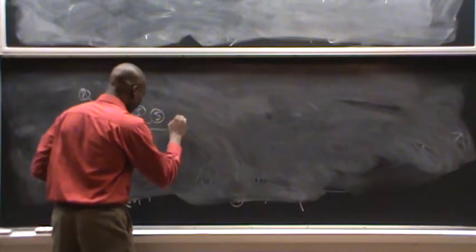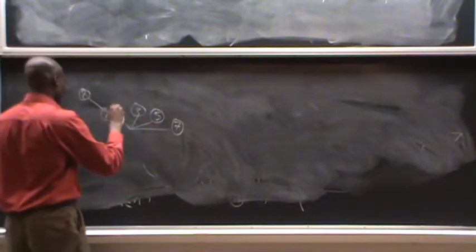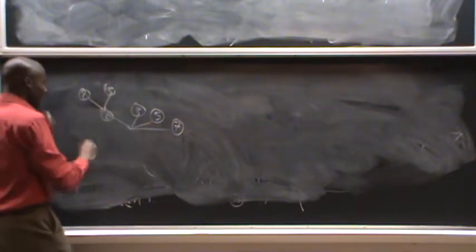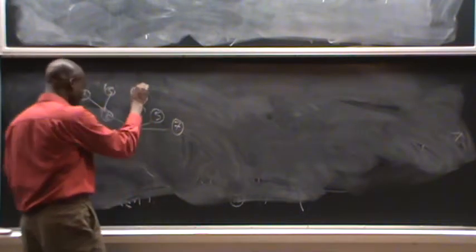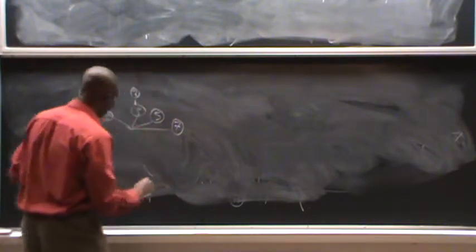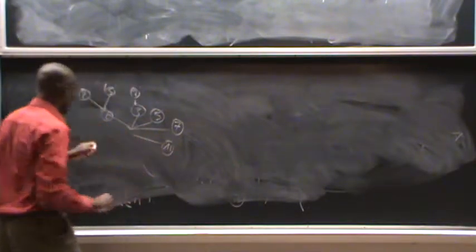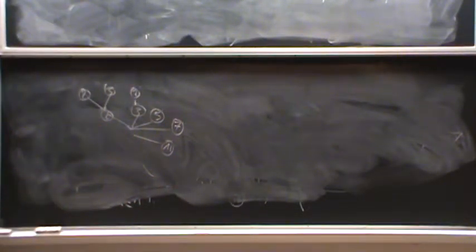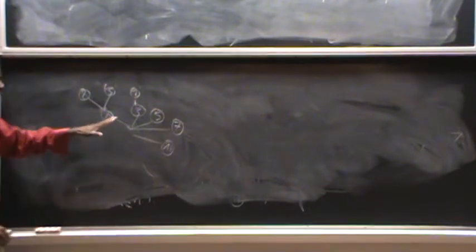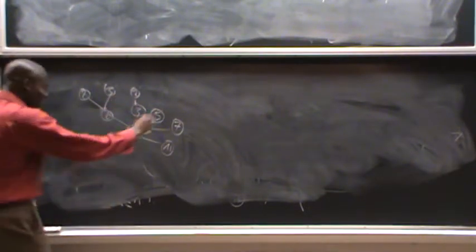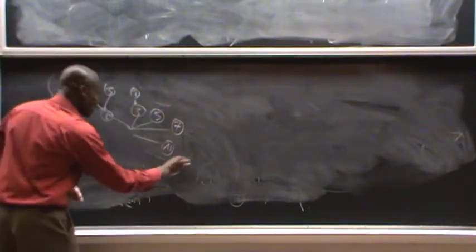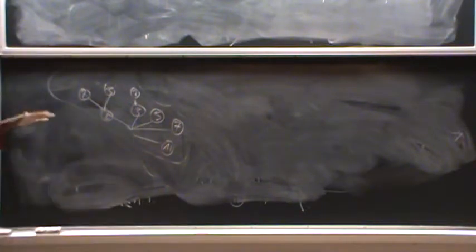7, you have to add. 8 is here. 9 is here. 10 is already in. 11 is not in, so let me put 11. 12, I believe 12 is in. The point is, the tree that you end up creating is really unbalanced. There's one side that's favored much more than the others.